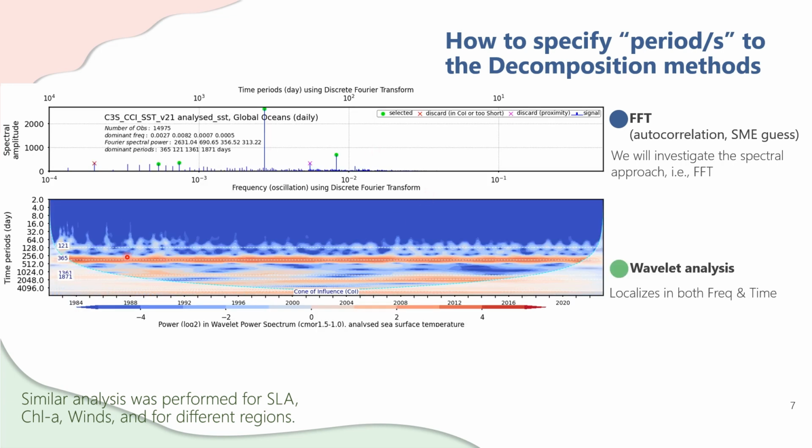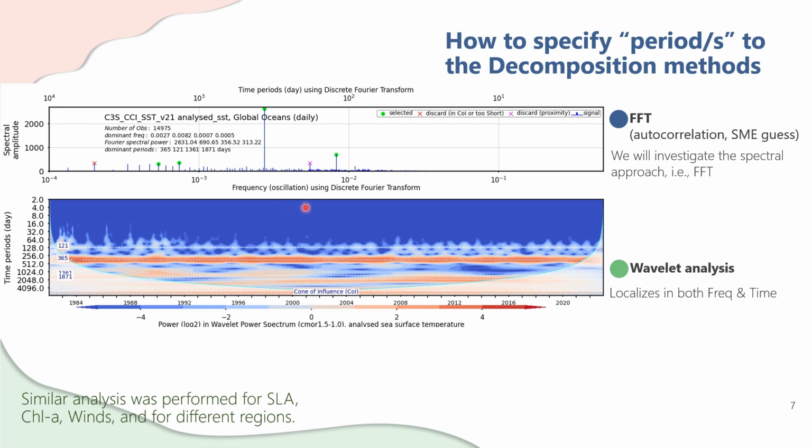To overcome this, we combine Fourier transform with wavelet analysis because wavelets offer localization in both time and frequency. The wavelet plot shows time on the x-axis, periodicity on the y-axis, and power spectra by colors. And here is also the cone of influence. The periods that fall in COI, or cone of influence, or are too short, for example here, or in close proximity as we see here, they are discarded.